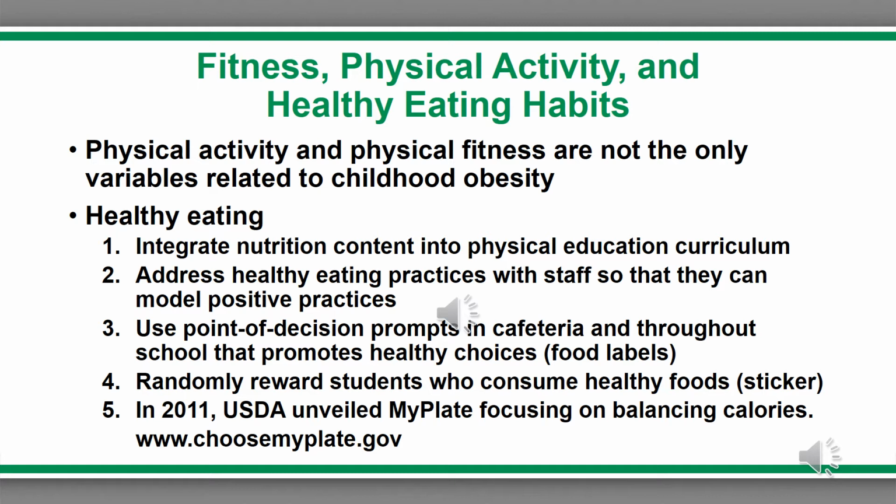On page 277 in the yellow section, they have, I don't know what you want to call it, this extra excerpt about fitness, physical activity, and healthy eating habits. So it's not just physical activity and physical fitness that's the only variables related to childhood obesity. They're promoting here that we also have to have healthy eating. Well, what are the 5 major concepts that I got out of this yellow section on page 277?